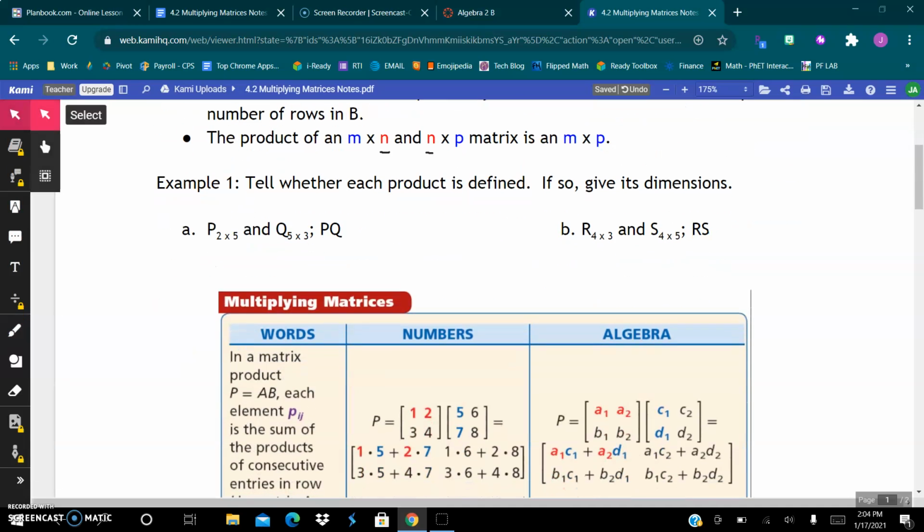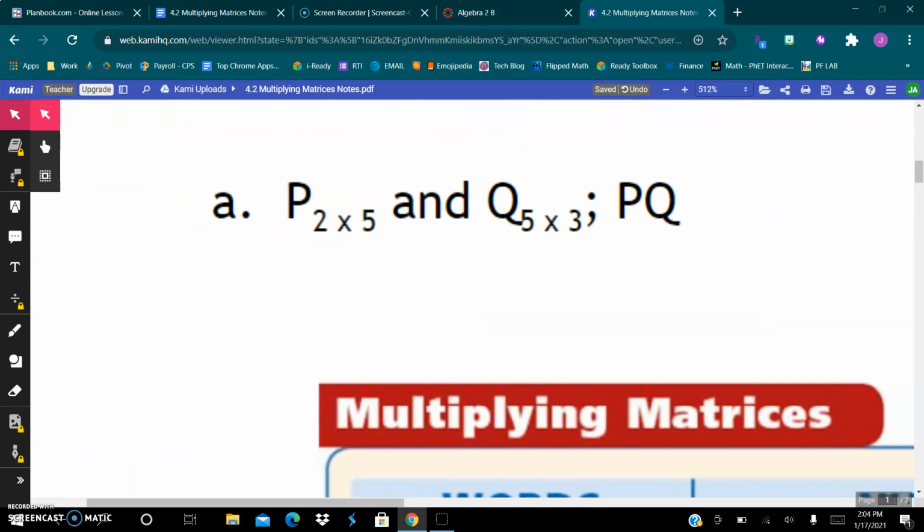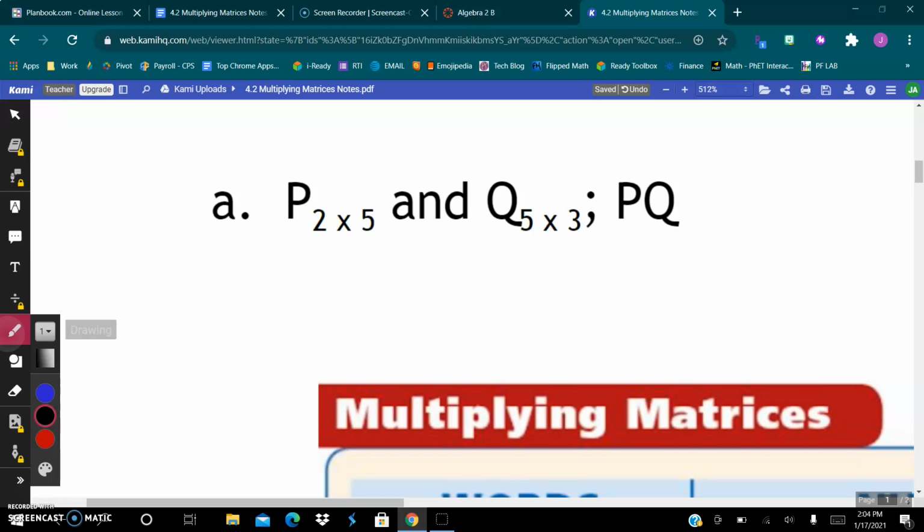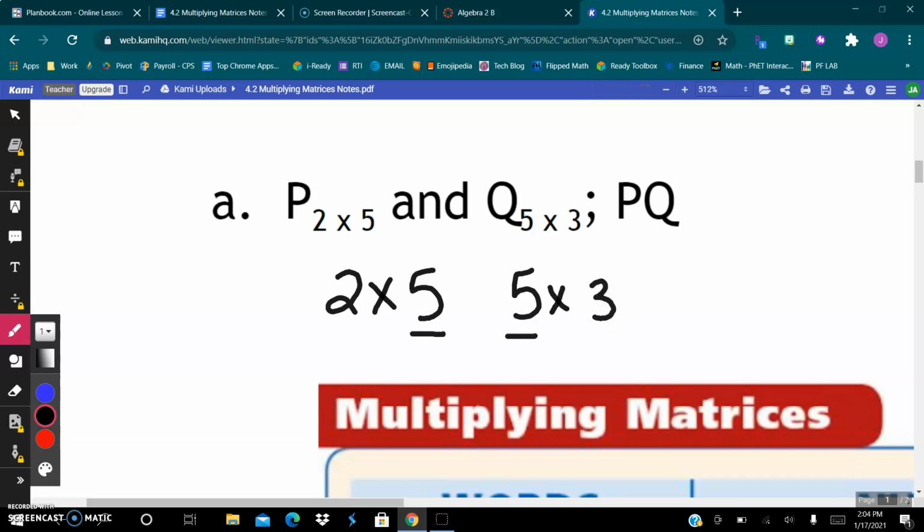So for example 1, we need to tell whether each product is defined. If so, give its dimensions. So for A here, we want to take a 2 by 5 named P and a 5 by 3 named Q and multiply them together. So this one's a 2 by 5 and this one is a 5 by 3. So their inside is the same. So our answer then is going to be a 2 by 3.